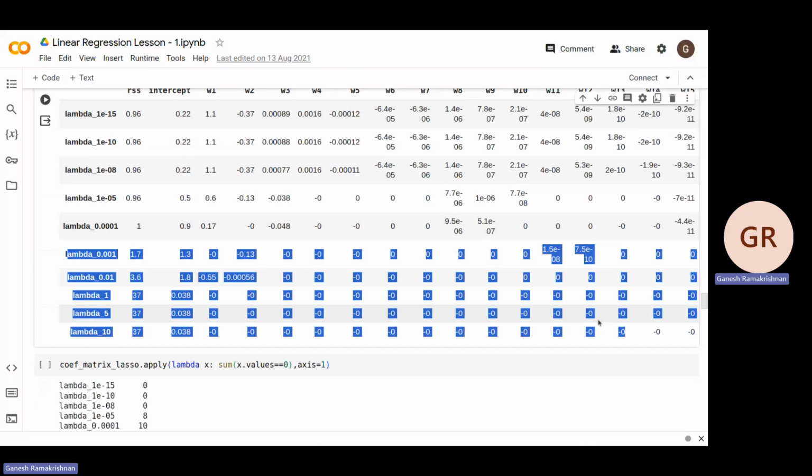So with the one norm, the weights that were getting smaller start becoming exactly zeros. Okay, not all weights, several weights.